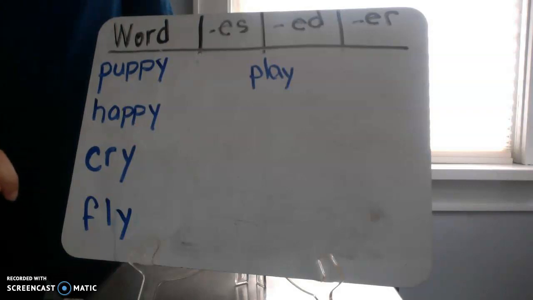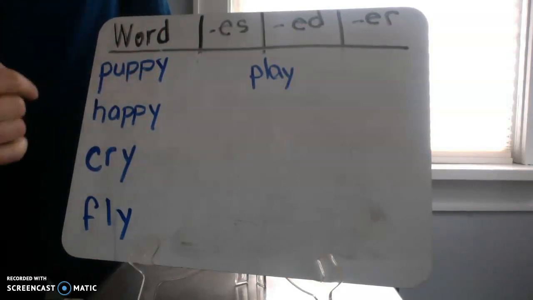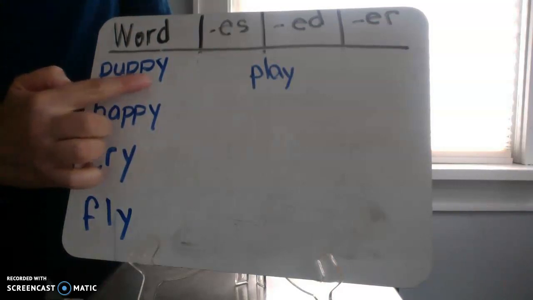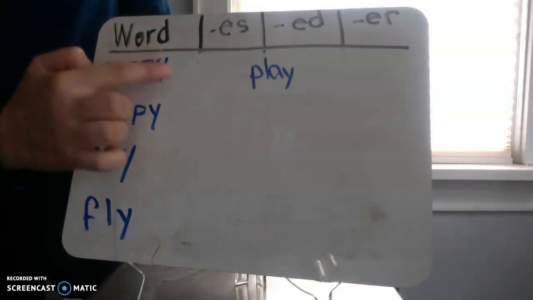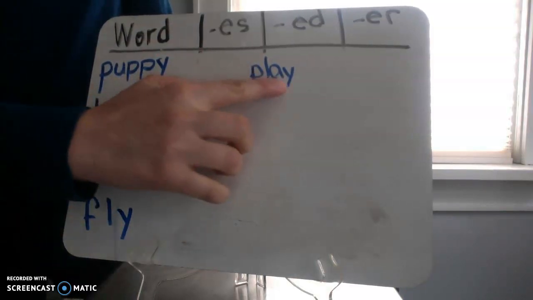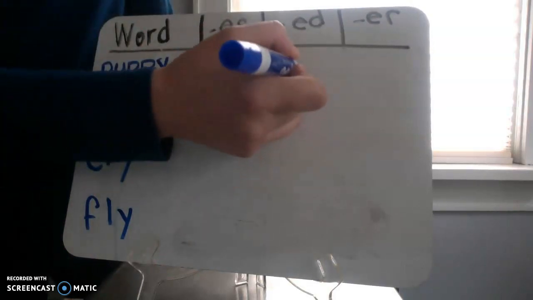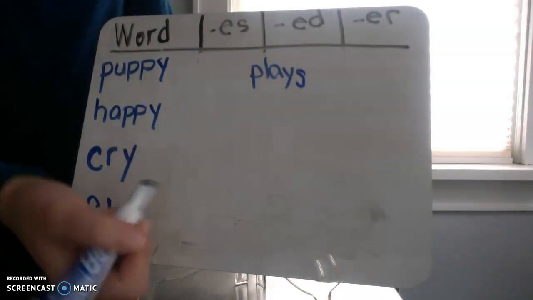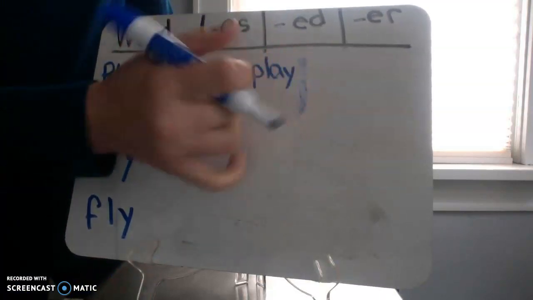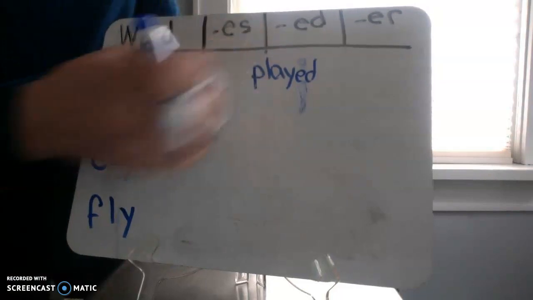Now, boys and girls, I want to go over when do you change the Y into an I. If there's a consonant and then the Y, you cross out the Y and turn it into an I. If there's a vowel and then the Y, like a vowel team, you just add the suffix. You can do plays, played, right?